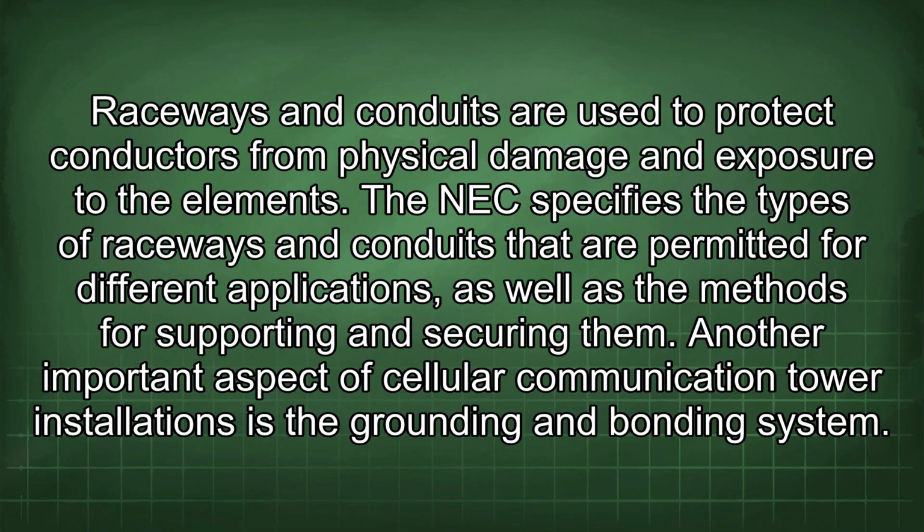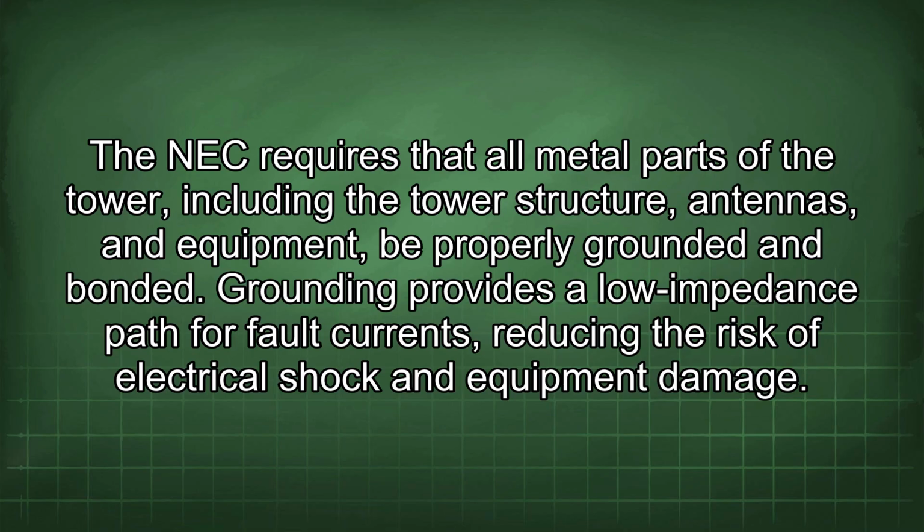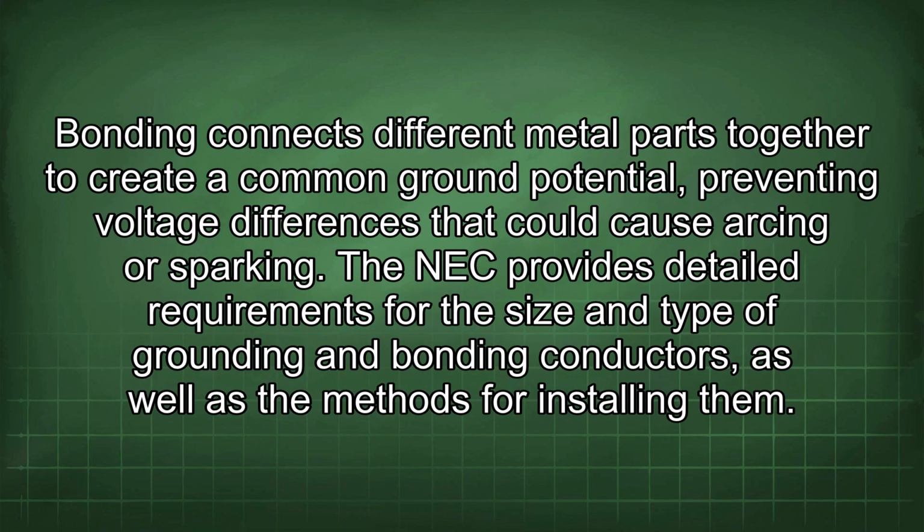Another important aspect of cellular communication tower installations is the grounding and bonding system. The NEC requires that all metal parts of the tower, including the tower structure, antennas, and equipment, be properly grounded and bonded. Grounding provides a low impedance path for fault currents, reducing the risk of electrical shock and equipment damage. Bonding connects different metal parts together to create a common ground potential, preventing voltage differences that could cause arcing or sparking.